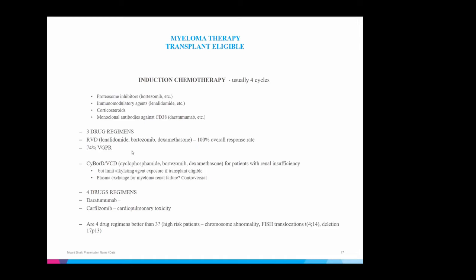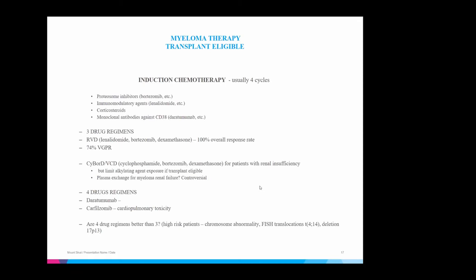The preferred 3-drug regimen in 2021 is RBD, which is a combination of lenalidomide, bortezomib, and dexamethasone. The response rate is quite high, and 74% of patients attain what's called a very good partial remission. The regimen called CyBorD or VCD, which is cyclophosphamide, bortezomib, and dexamethasone, is most useful for patients with renal insufficiency. We tend not to want to use lenalidomide in patients with renal insufficiency, so cyclophosphamide is substituted.